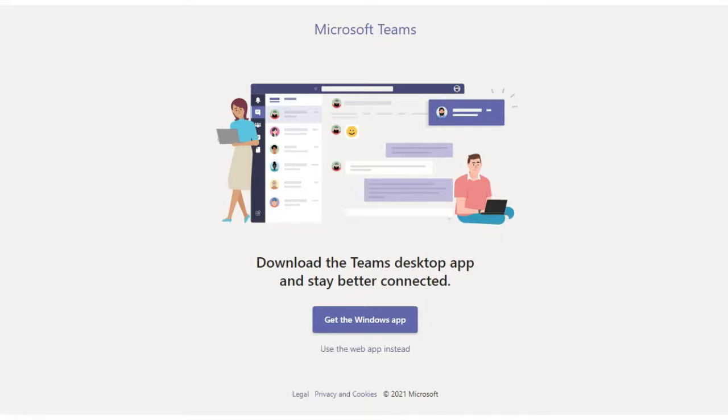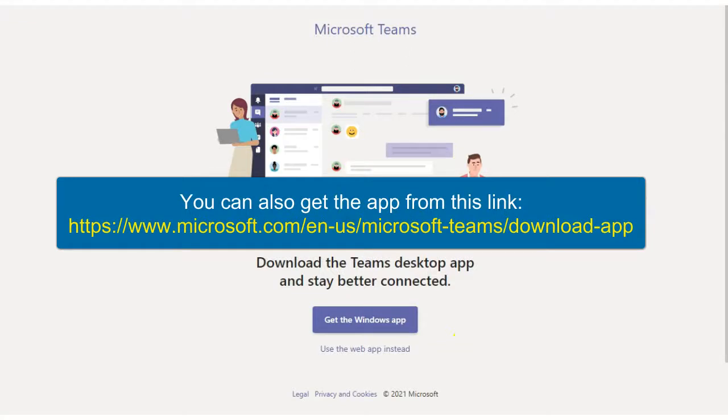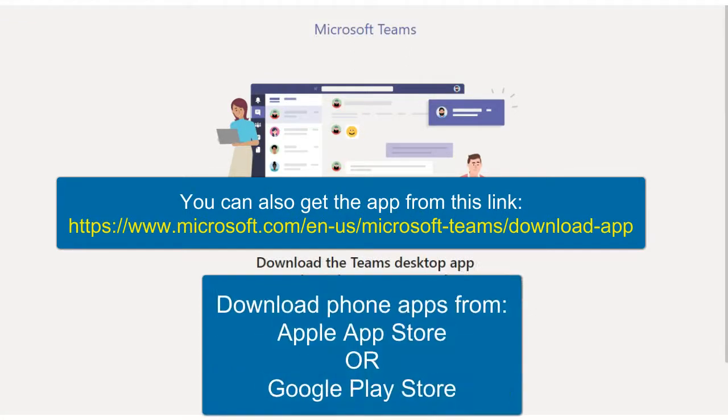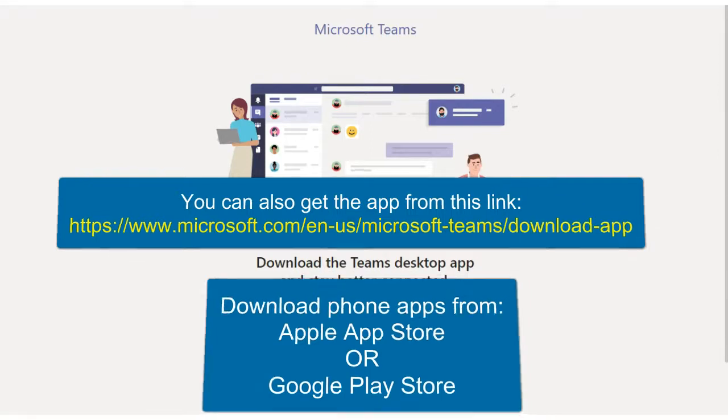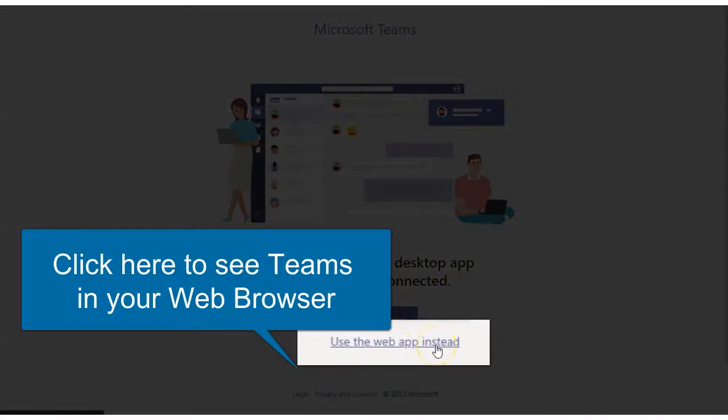Note, if you would like to use the Teams app on your computer instead of viewing it on your browser, click the Get the Windows app button when it appears. If you miss that, you can go to this link. There is also a mobile Teams app for smartphones available at the Apple App Store and Android Google Play Store from your device. This video is showing Teams viewed with the web browser.